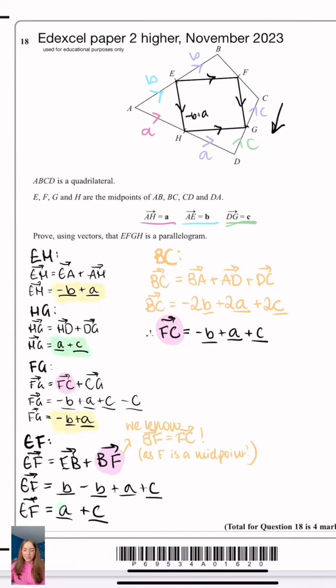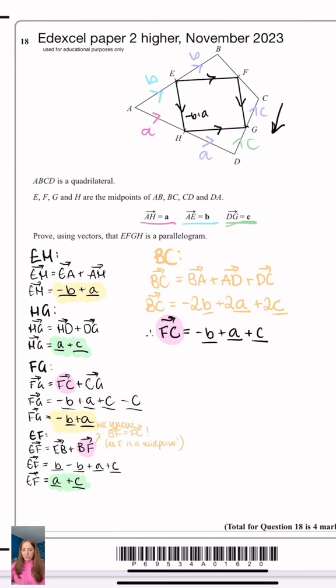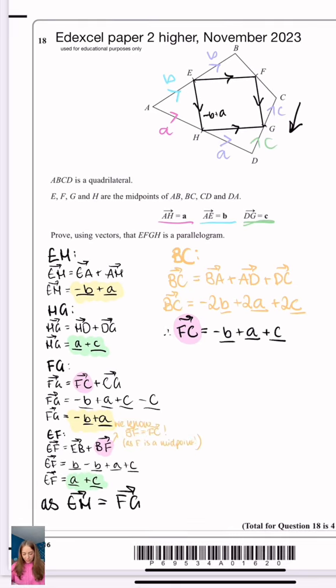And we have to write this down as our last line in the question to make sure we get full marks. So the way that I wrote this is I said as E to H equals FG and HG equals EF, EFGH is a parallelogram. This question is worth 4 marks, and it was one of the last questions in the paper. Now you know how to get 4 out of 4.